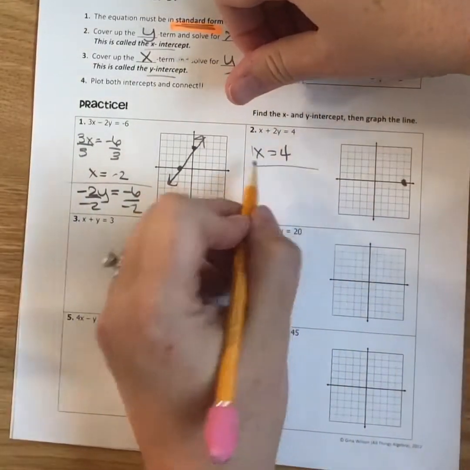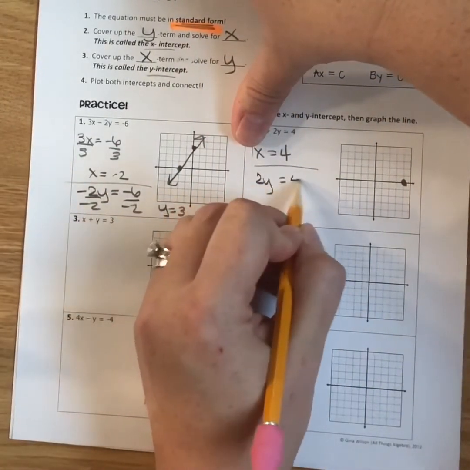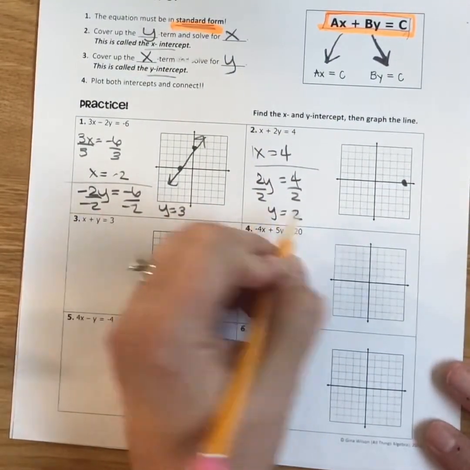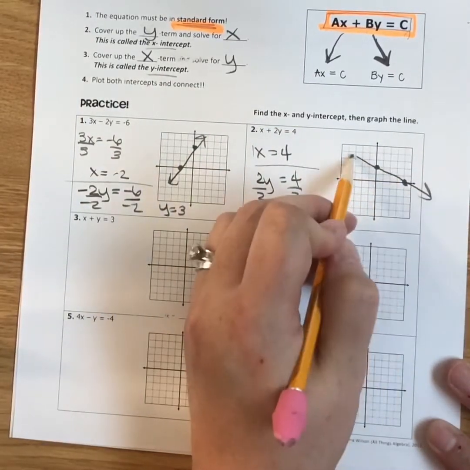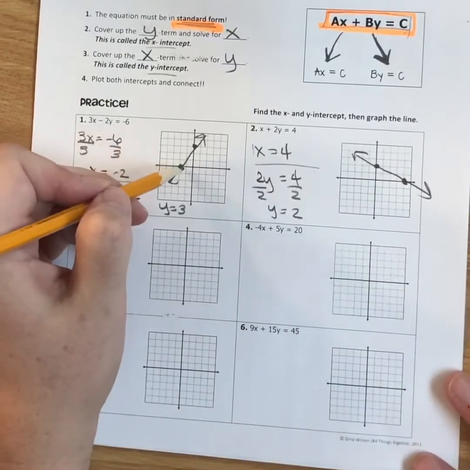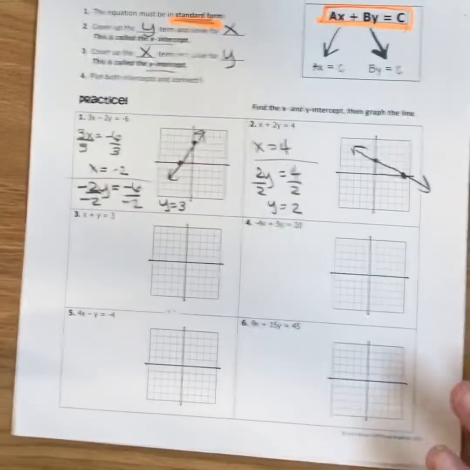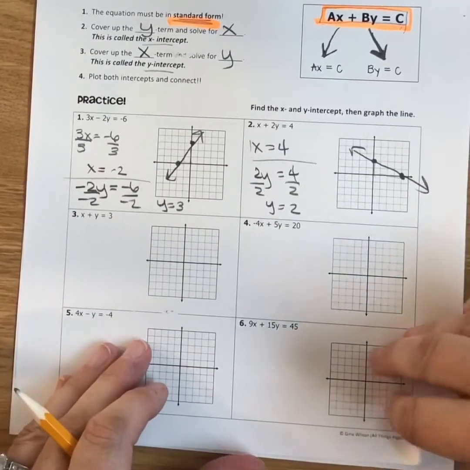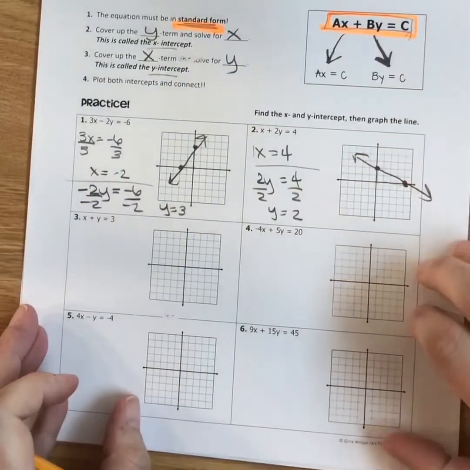Now let's do the y-intercept. So let's cover up the x. So we have positive 2y equals 4. Divide by 2, and y equals 2. So I just put my y-intercept at positive 2 and connect my points, okay? And just a little hint, you can always use this right triangle to count your slope if you need it, okay? So let me see if there's any that I feel we need to go over. Okay, let's do one more.